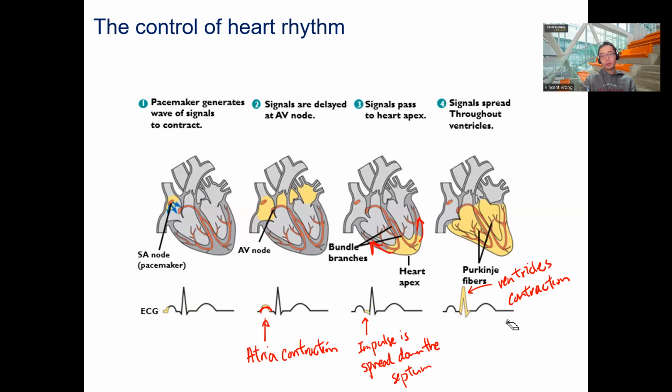Don't worry about the rest. The rest is just the heart resetting itself. We're not going to worry about it. So, contraction of atria at the beginning, a little bit of a lag time as the signal is going down to the ventricles, and finally you have that big spike, which corresponds to ventricular contraction.